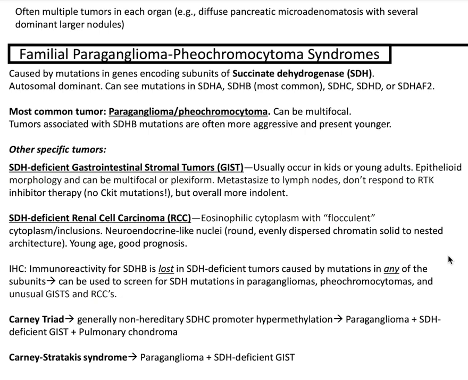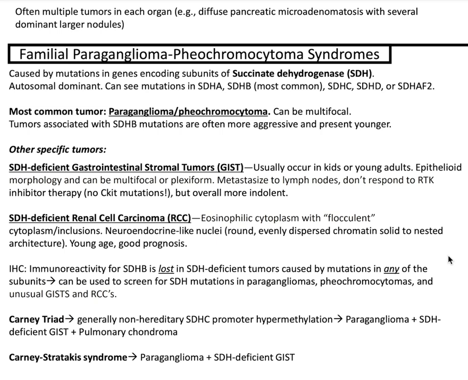Other specific tumors include SDH-deficient gastrointestinal stromal tumors, or GIST. These usually occur in kids or young adults. You'll have epithelioid morphology and can be multifocal or plexiform. They metastasize to lymph nodes, don't respond to RTK inhibitor therapy because they don't have KIT mutations, but overall more indolent. SDH-deficient renal cell carcinoma.